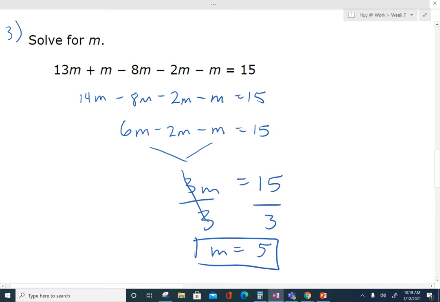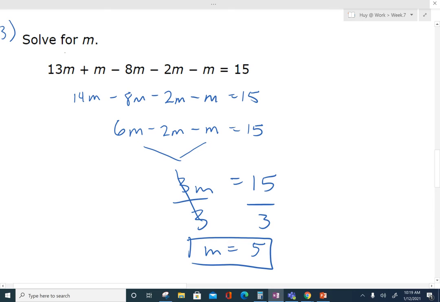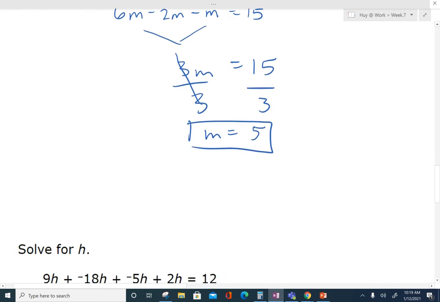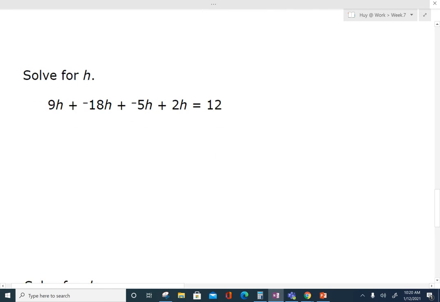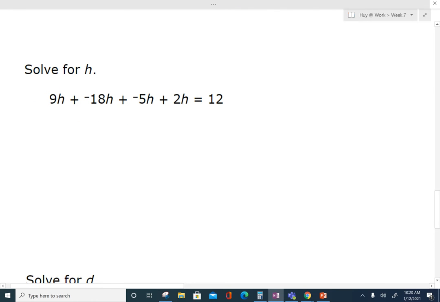If I had more time, I would substitute that 5 into the equation and resolve it, to make sure that it works out and equals 15. But IXL doesn't really punish you for getting an answer wrong. You just redo another problem and try to regain the points you lost.